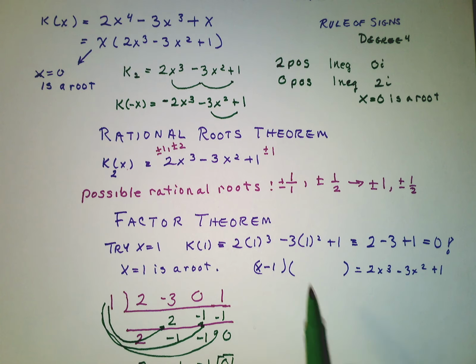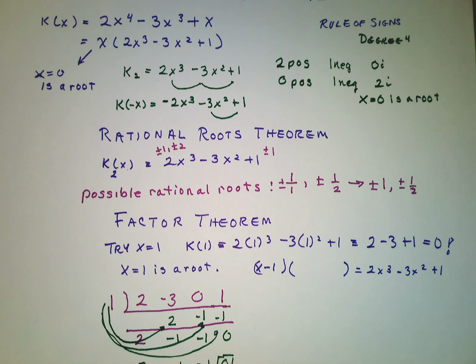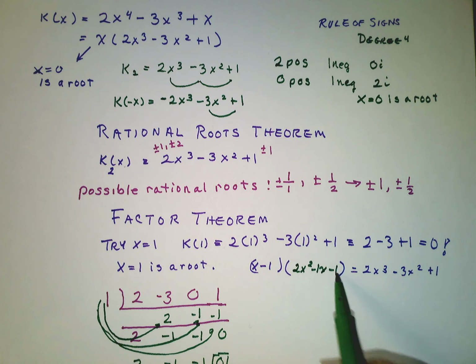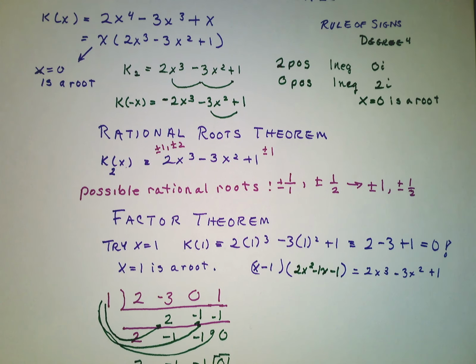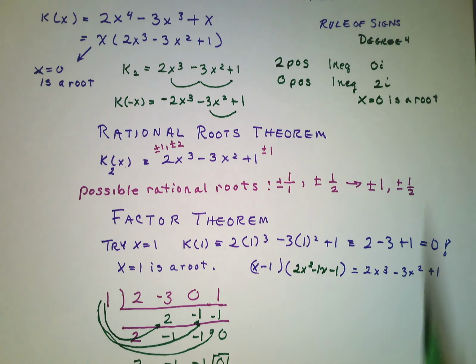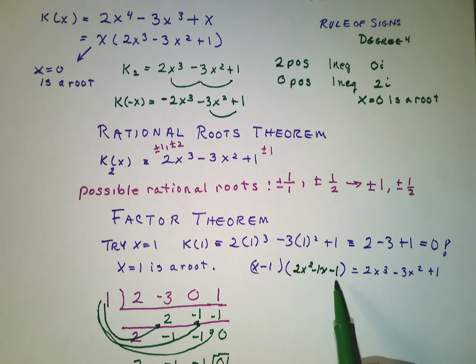And what's left over here gives us what goes in here. This is the remainder. This is going to be the constant term. This is going to be the x term. This is going to be the x squared term. We were dividing into an x cubed, so this should be an x squared. So we have 2x squared minus an x minus 1. Well, it's getting there. We already took care of x equals 1. We already took care of x equals 0. And what's left is quadratic.